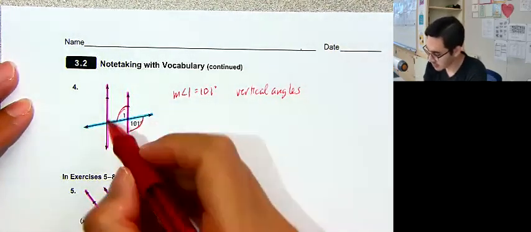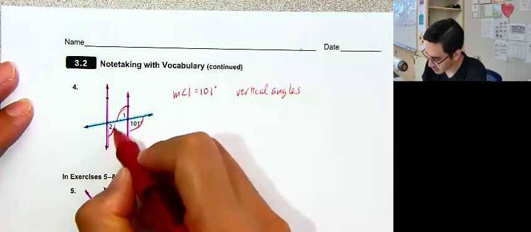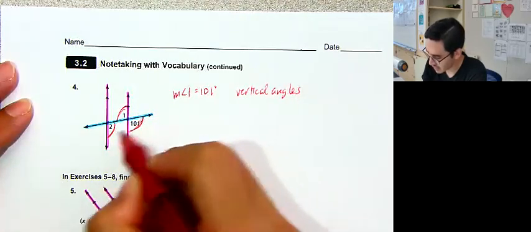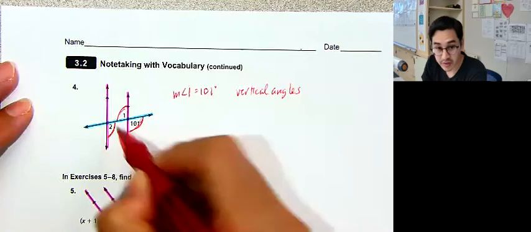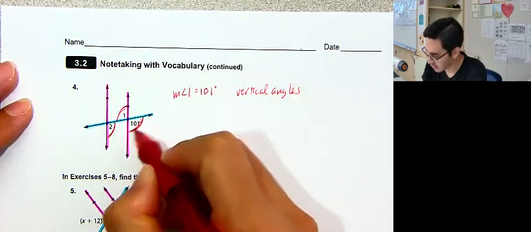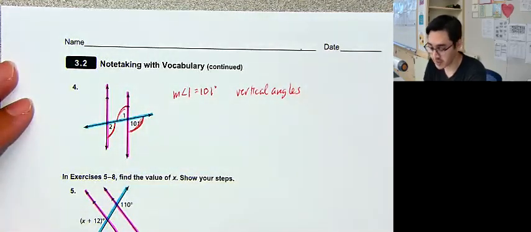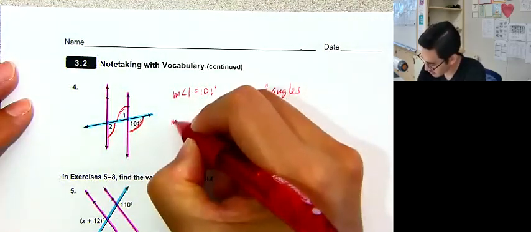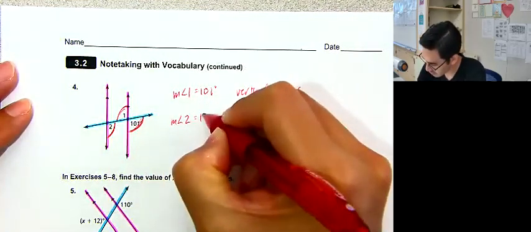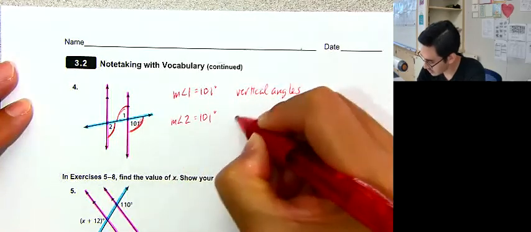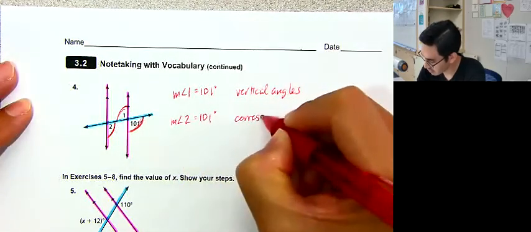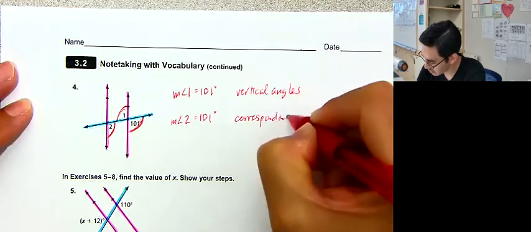Okay. And then angle 2 is also obtuse. And notice that angle 2 is in the lower right position of its intersection. 101 degrees is in the lower right position of its intersection. So we call those two angles corresponding. Okay, so the measure of angle 2 is 101 degrees. And that relationship was corresponding.